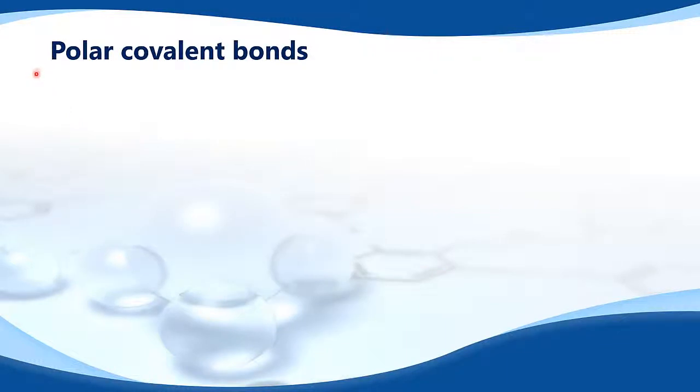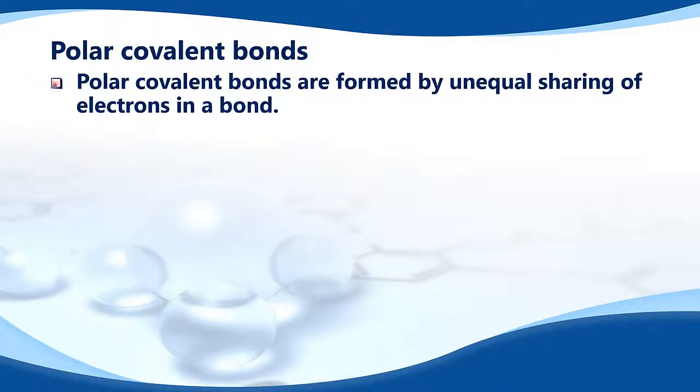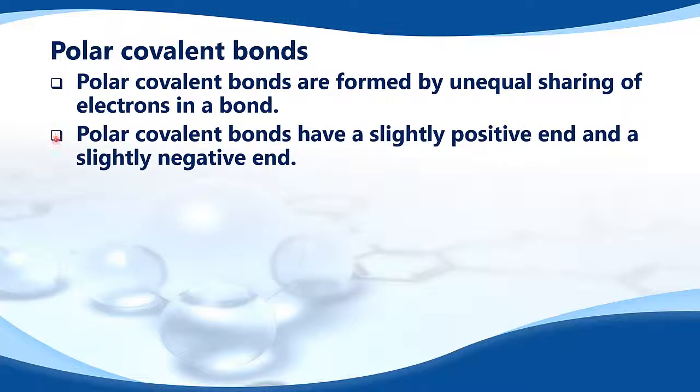Next, we look at polar covalent bonds. Polar covalent bonds are formed by unequal sharing of electrons in a bond. Polar covalent bonds have a slightly positive end and a slightly negative end. The word polar means that something has a slightly positive end and a slightly negative end.